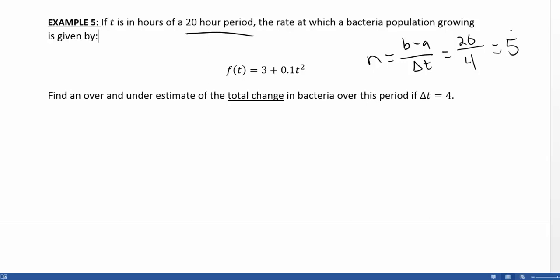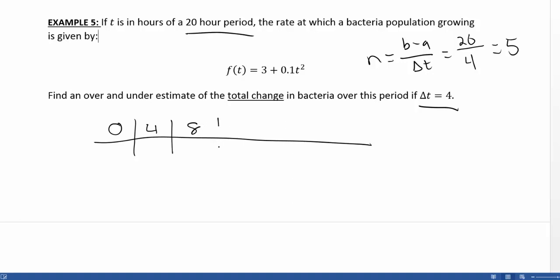So what we need to do now is set up a table so that we can find the left and the right hand estimates. And since delta t is 4, we're counting by 4s. So 0, 4, 8, 12, 16, 20. It's a 20-hour period, so we stop there. So remember, we put our independent variable on top and our rate on the bottom, right? Which means we need to take each of these numbers and plug them into f of t.